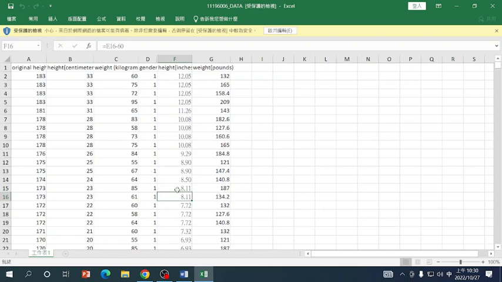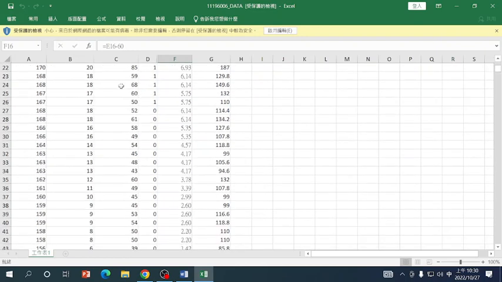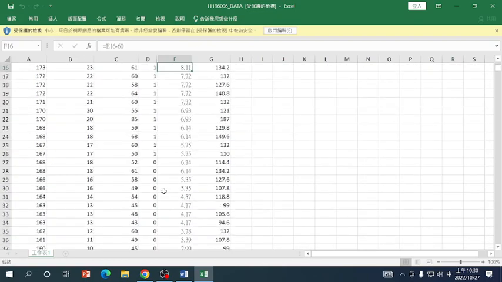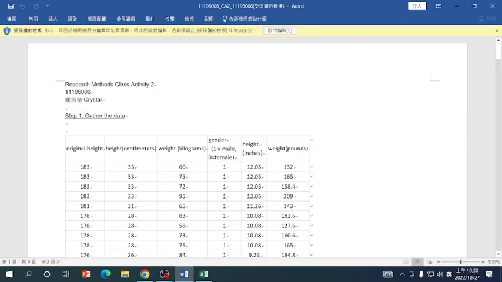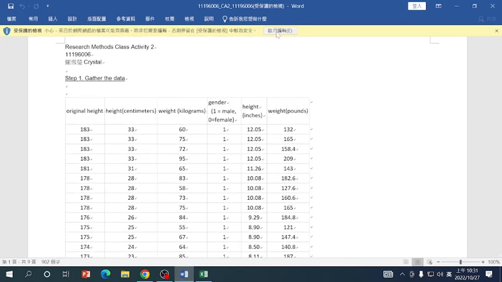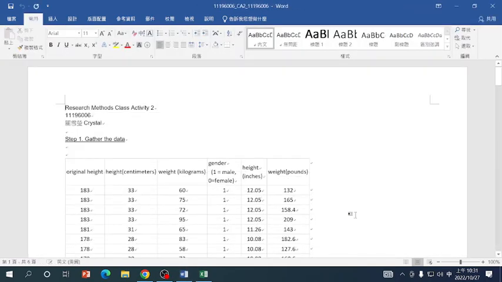I'm going to present my assignment, and this is the data set we retrieved from our friends. We rate from higher to lower, and this is the gender, male and then female. And this is the height in cm and weight in kg, and this is the height in inches and weight in pounds. Do I need to enlarge it?